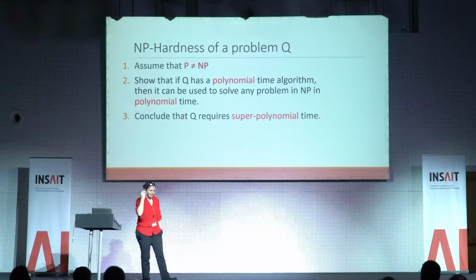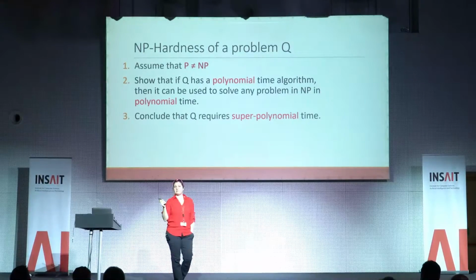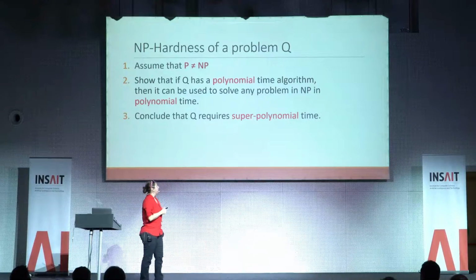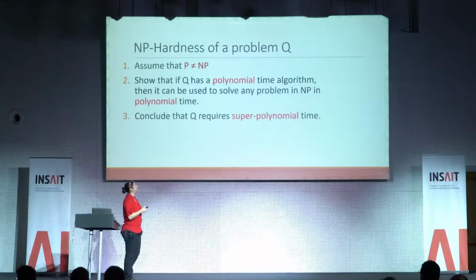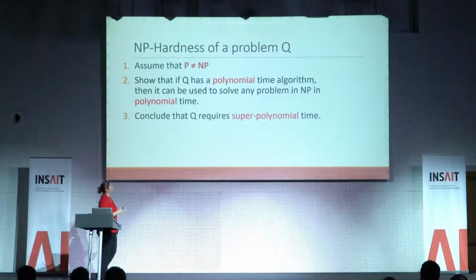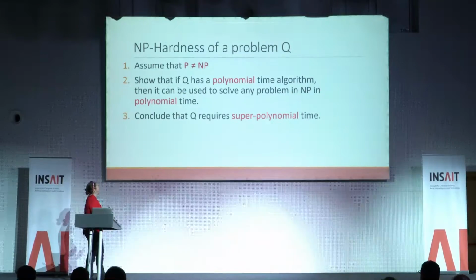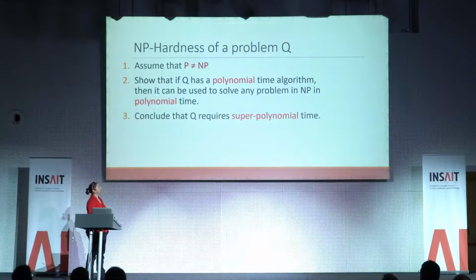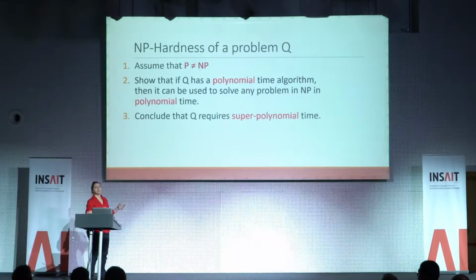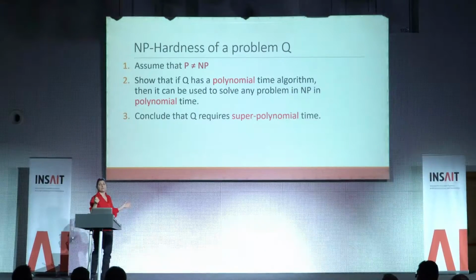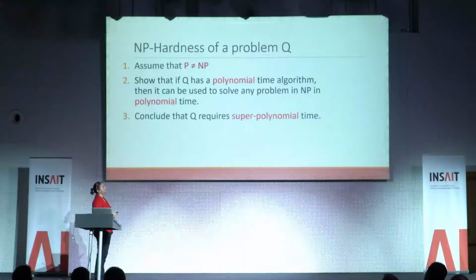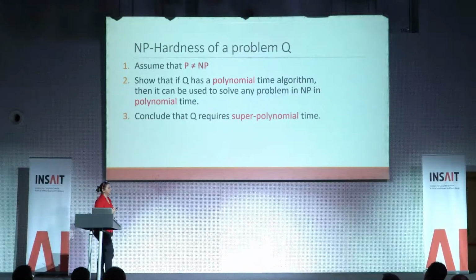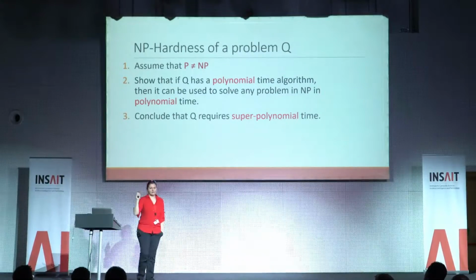If you have a problem Q like SAT, what is NP-hardness for that? Well, you assume this thing, P not equal to NP, that everybody believes. Then you perform some mathematical task, which is to show that if Q had a polynomial time algorithm, no matter what your polynomial is, n to the 1 million, then that algorithm can be used to solve any problem in NP in polynomial time, and therefore P would equal NP.